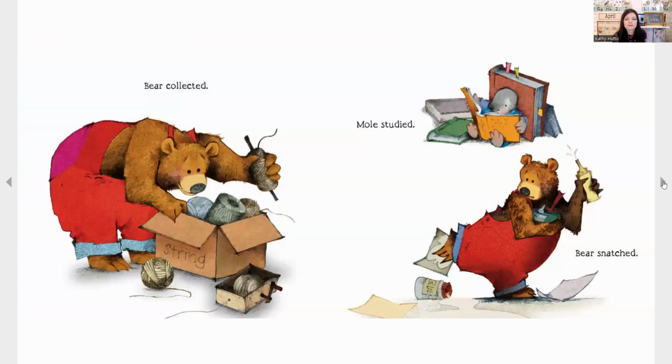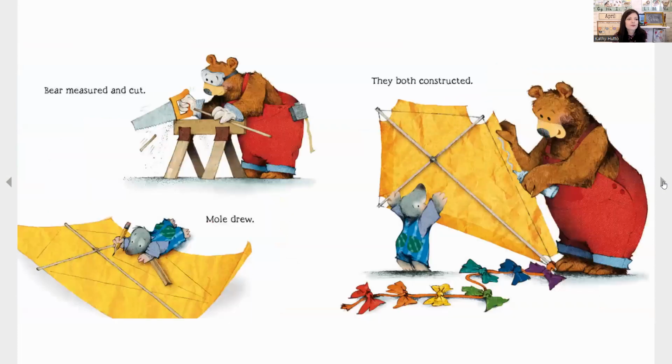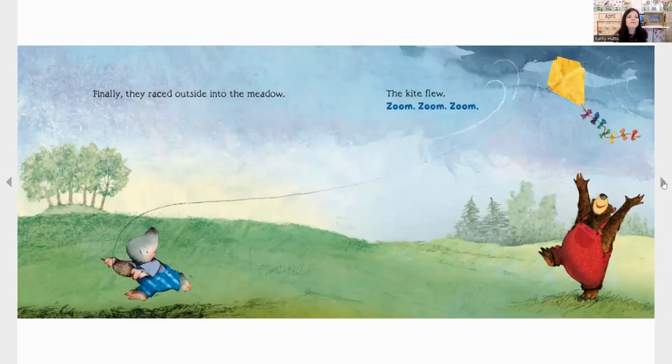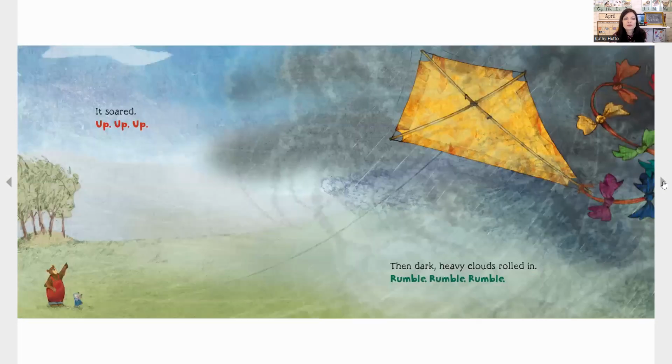Bear collected. Mole studied. Bear snatched. Bear measured and cut. Mole drew. They both constructed. Finally, they raced outside into the meadow. The kite flew. Zoom, zoom, zoom. It soared up, up, up.